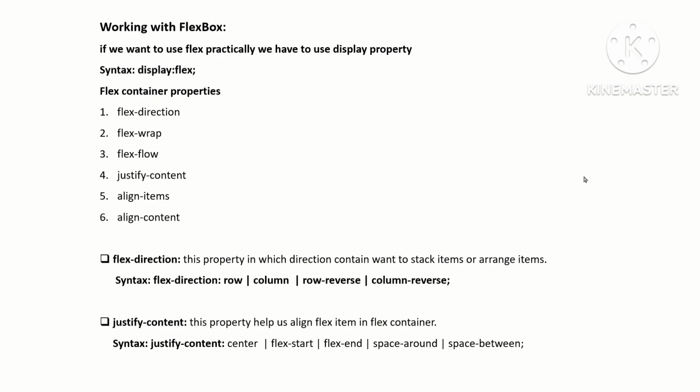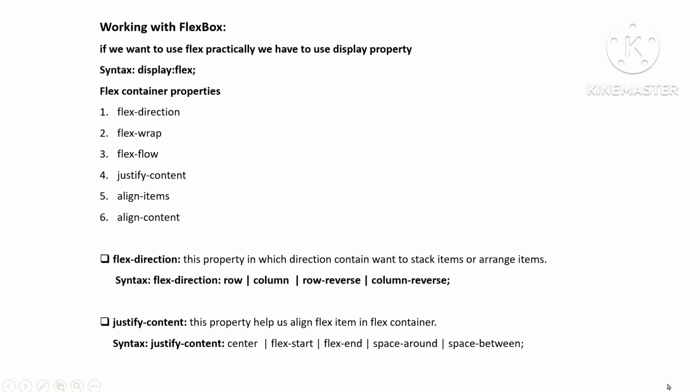Now that we have covered the main axis and cross axis, let's move on to the next property, flex direction. The property controls the direction in which your flex items are laid out along the main axis. You can set it to row, the default, where items are arranged horizontally. In column, items stack vertically. Row reverse or column reverse reverse the order of items.